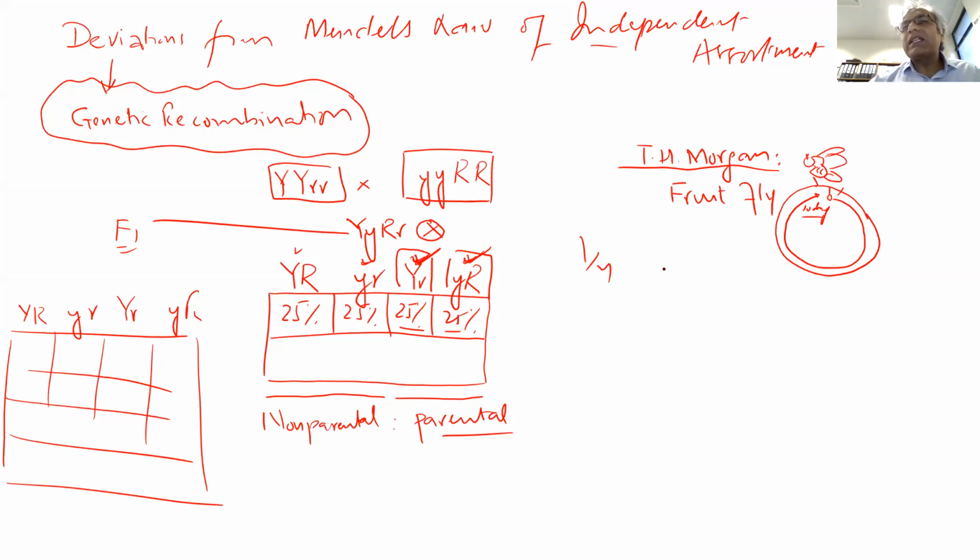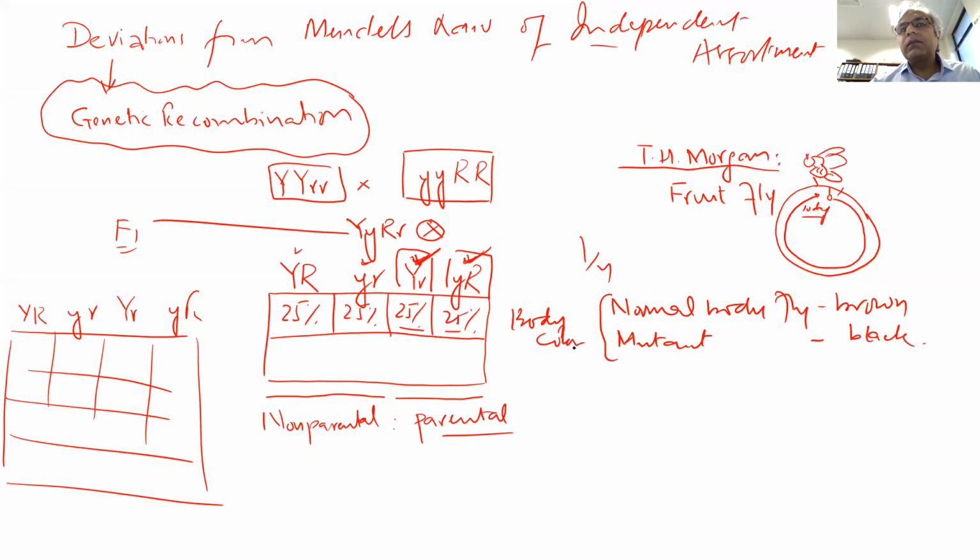Okay. And Morgan's lab discovered mutants. The normal body color of the fly was brown, but the mutant they discovered, a homozygous recessive mutant, was black. And similarly, Morgan's lab had a wing phenotype, where the normal wing is very well expanded, a structure like this with veins and then some cross veins.